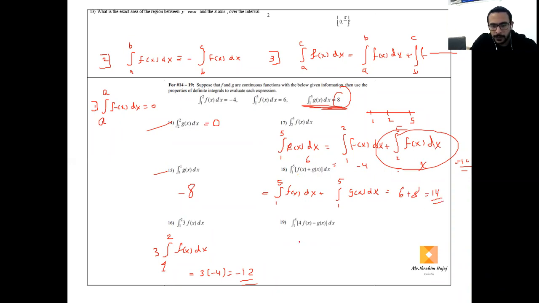Number 19, from 1 to 5 of 4 f of x minus g of x. Again, separate it: 4 times the integral from 1 to 5 of f of x dx, minus the integral from 1 to 5 of g of x dx. So it's simply 4 times 6, which is 24, minus 8. 24 minus 8 is 16.